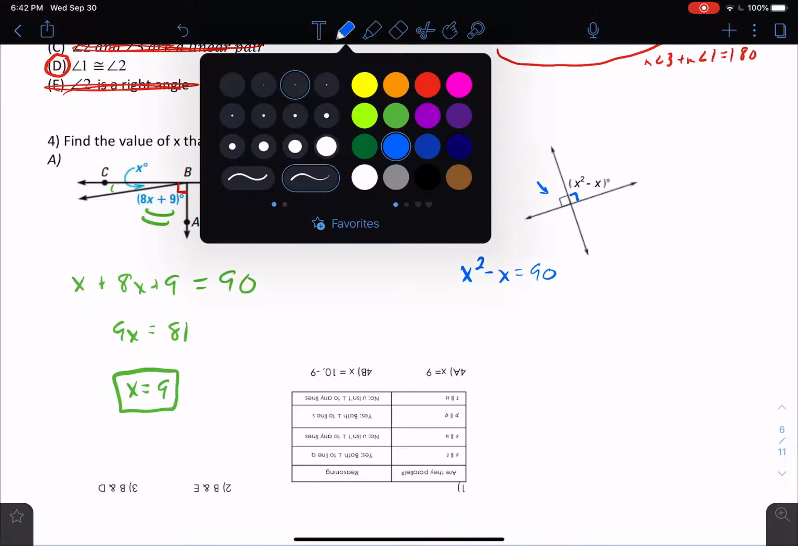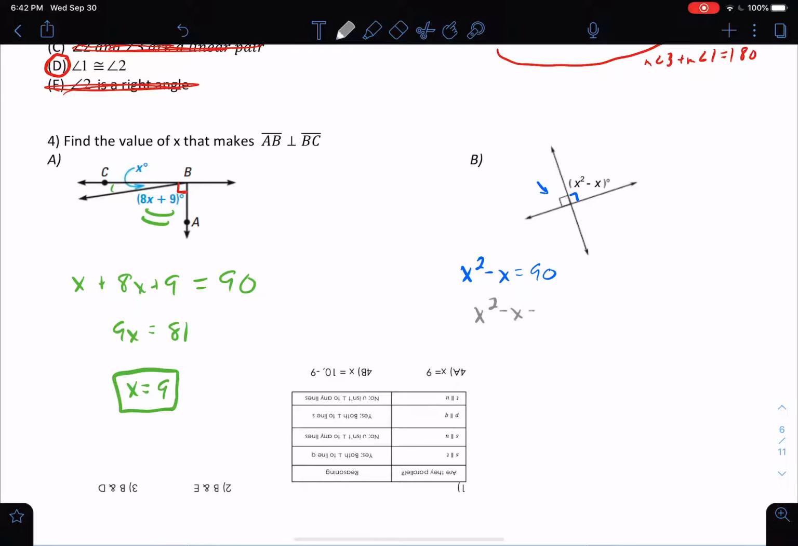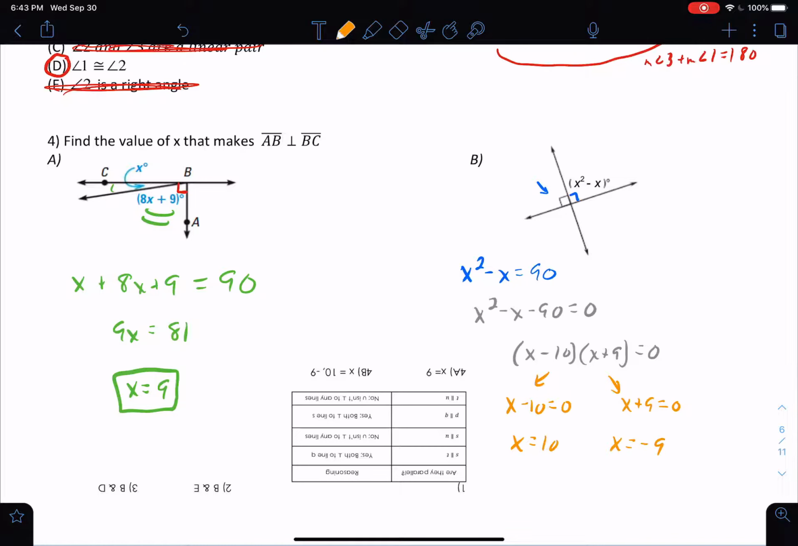All right, I'm dealing with a quadratic here, so I need to set it equal to 0, and then I can factor. I'll get x minus 10 times x plus 9 equals 0. Break off each of these and set them equal to 0. You'll get x equals 10 and x equals negative 9. If you plug it in, both are going to work. Both will make this angle here equal 90 degrees. So I need to include both x's.